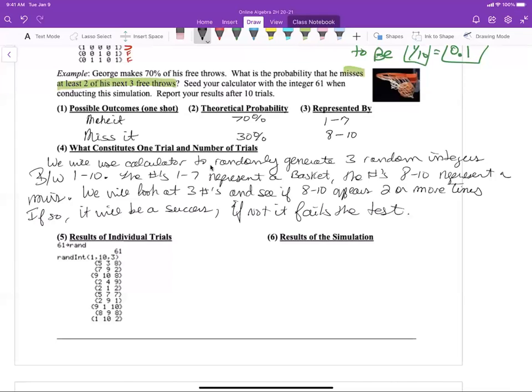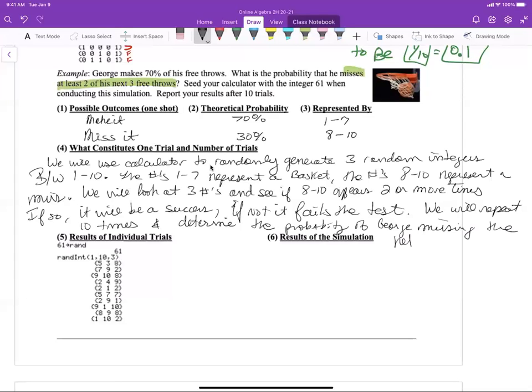Okay. All right, then what do we do? We will repeat this 10 times and determine the probability of George missing 2 out of the next 3 shots.